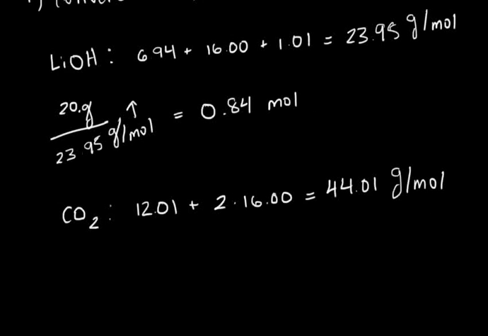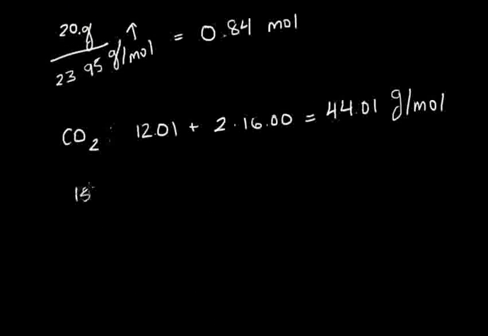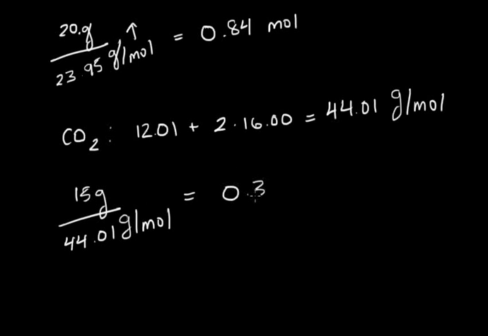We do exactly the same thing we did for lithium hydroxide. We're going to divide, how many grams did I say we had? 15 grams. 15 grams of carbon dioxide. Divide that by 44.01 grams per mole. If you ever forget how to do this, you can just think about the units. We always want to cancel grams and bring moles up top, so we divide by the molar mass. And this is going to give us something like 0.34 moles.